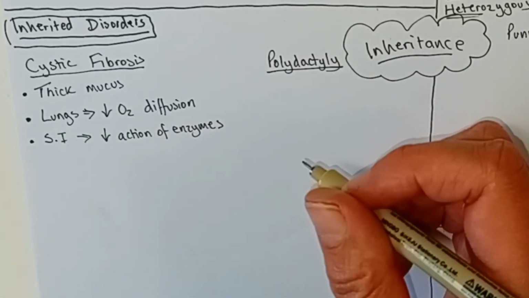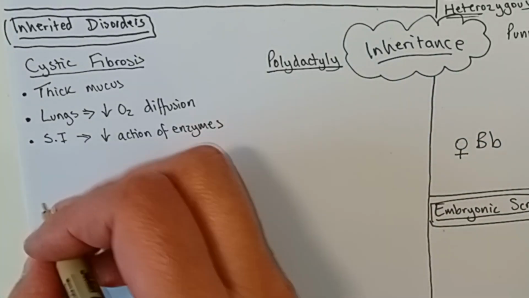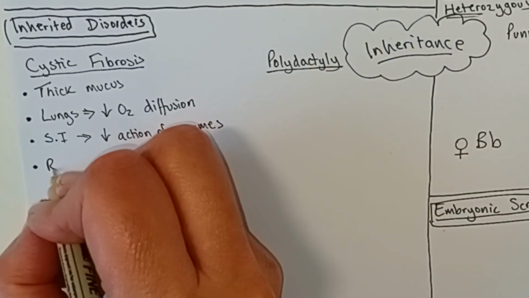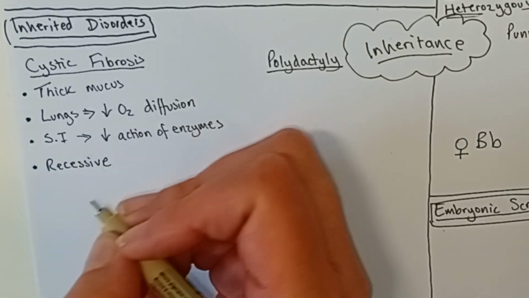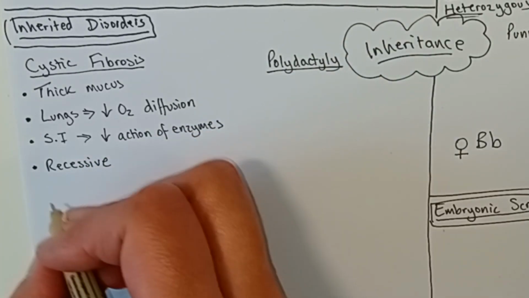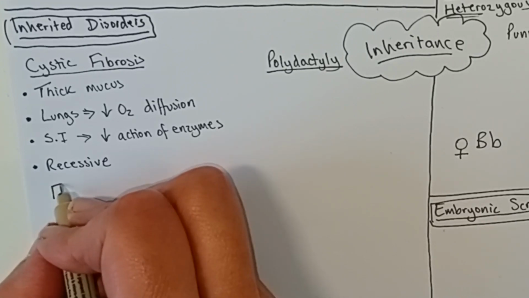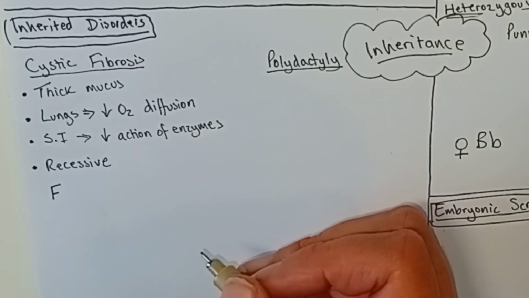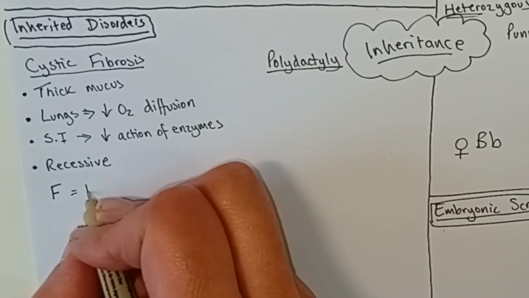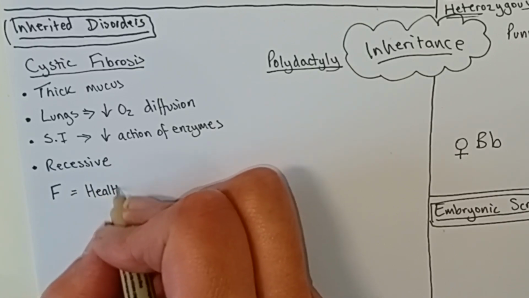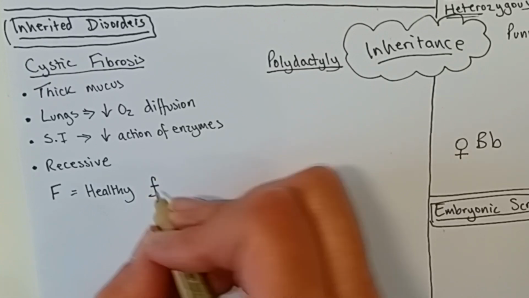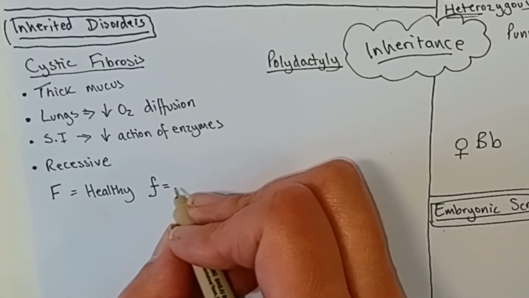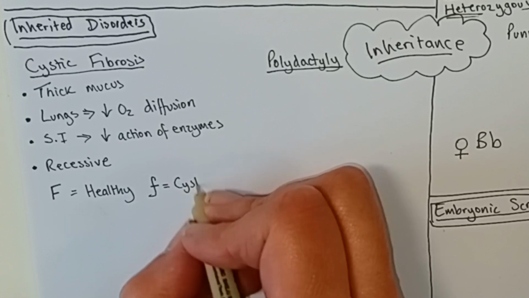And the important thing you need to know at GCSE about cystic fibrosis is that it's a recessive allele, which means that the dominant form is healthy, so I'm going to call it F for fibrosis. Capital F for dominant means healthy. And in this case, cystic fibrosis is recessive, so I'm going to use the lowercase f for somebody that suffers from cystic fibrosis.